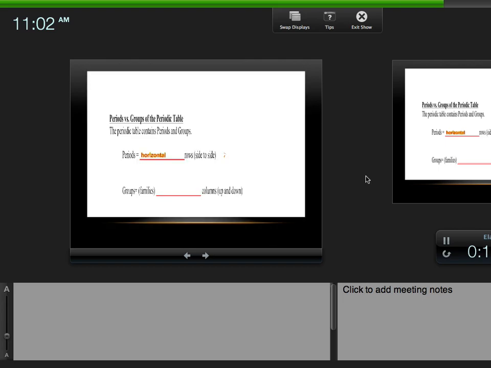All right. So now if we look on the back of our paper, you have your periods versus your groups. This helps you understand how the periodic table is placed, and it's going to help us as we go deeper into chemistry. Your periodic table contains the periods and the groups. Periods are also called rows, and how are they going? Horizontal. Groups are also called families. How do they go? Vertically. These are your columns. Rows, columns; periods, horizontal; groups, families, vertical, columns, and they go up and down.